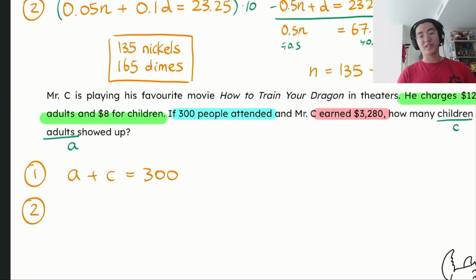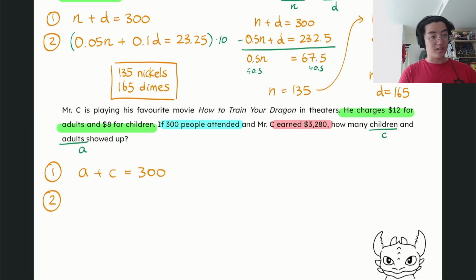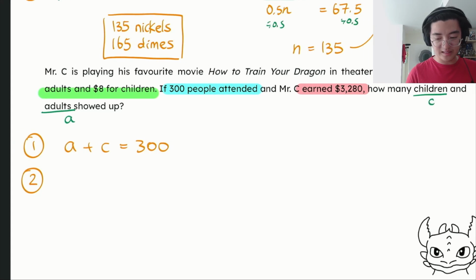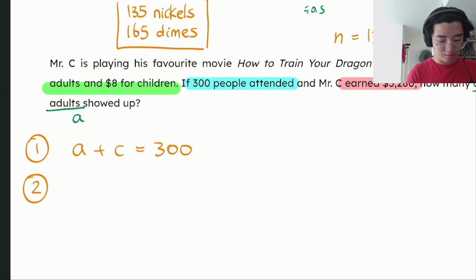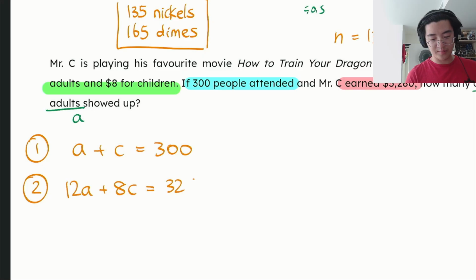Second equation. Similar to the nickels and dimes problem, we know that Mr. C charged $12 for adults and $8 for children, and he earned 3,280 in total. Which means that in this case, he earned $12 for every adult that showed up, and $8 for every child that showed up. And in total, he earned this much money. So that's how we can set up our equation. We always remember what our definition of the variables are. If the A and the C in this case are number of people, then we can multiply by the ticket price to get the total amount.